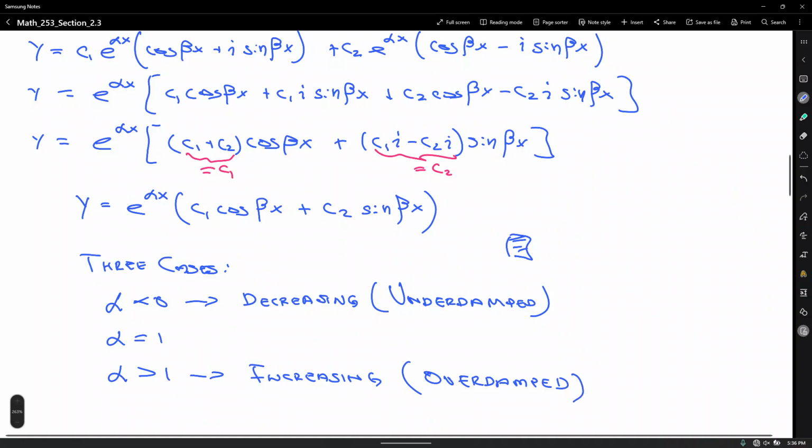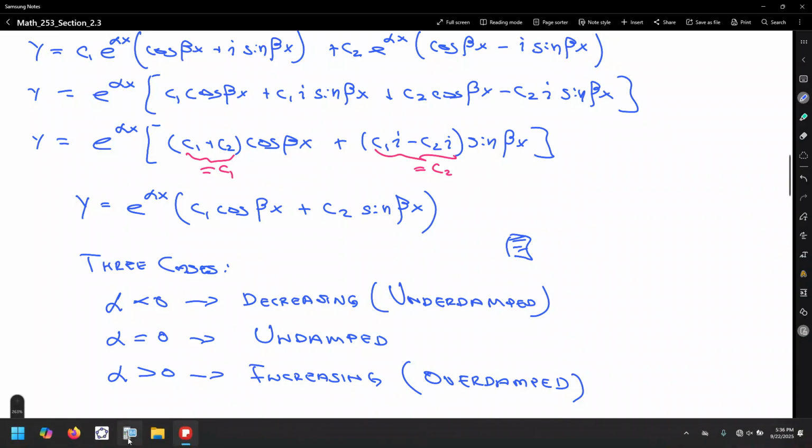However, when this is equal to 0, let me change my mind: it's equal to 0, greater than 0, less than 0. Alpha is equal to 0: undamped. Just undamped. We're going to talk about this in a second. Well, actually, we can do this right now.